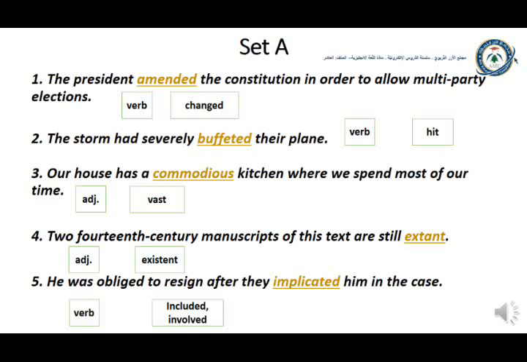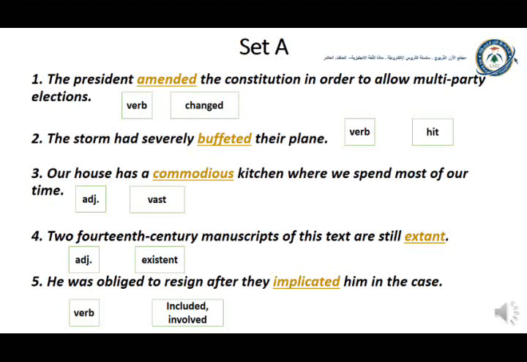3. Our house has a commodious kitchen where we spend most of our time. Commodious is a word that modifies the noun kitchen. So what's the part of speech of commodious? Commodious is an adjective. What's the meaning of the word commodious? This part of the sentence helps us identify the meaning of this word. In our house, our kitchen is the place where we spend most of our time. So, this kitchen cannot be small. It is a big kitchen. It's a vast kitchen.